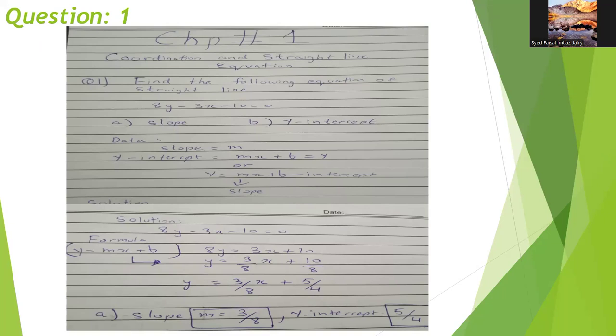Now look at the solution right here. 8y minus 3x minus 10 is equal to 0. We turn it into the y-intercept formula, and we will get 3 upon 8 and 10 upon 8. And we will get both our answers. 3 upon 8 will be the slope, and the y-intercept will be 5 upon 4. That's it. Moving on to the second question.